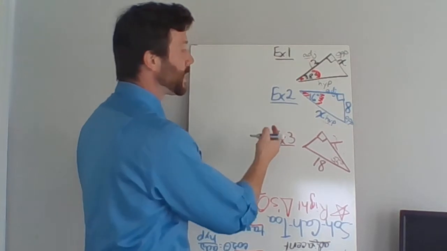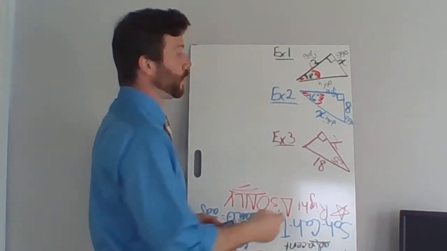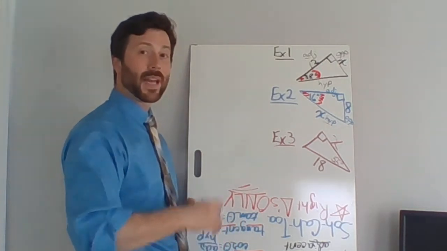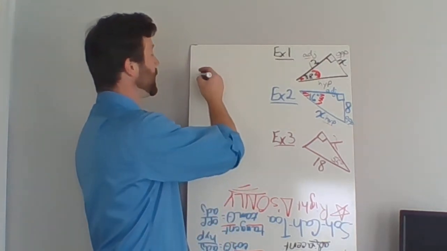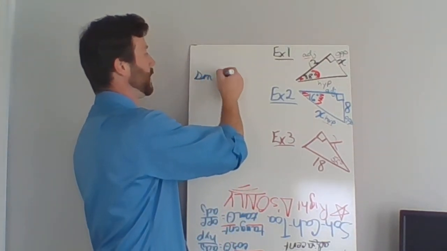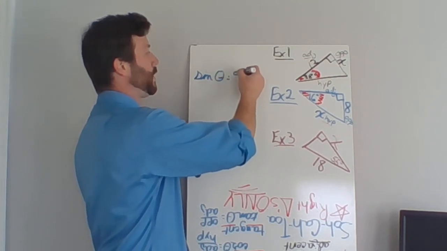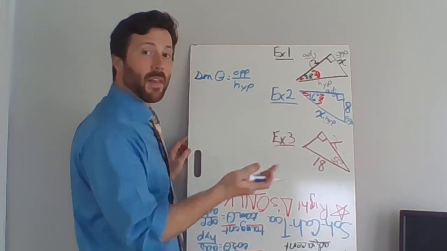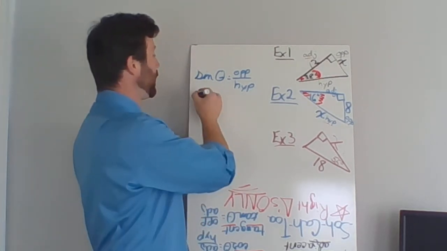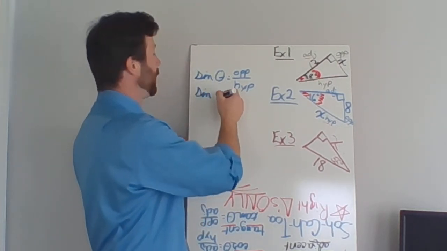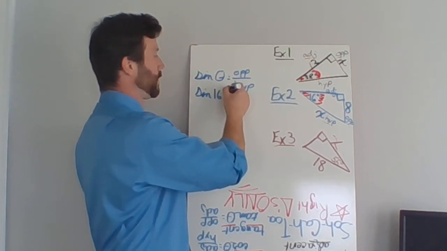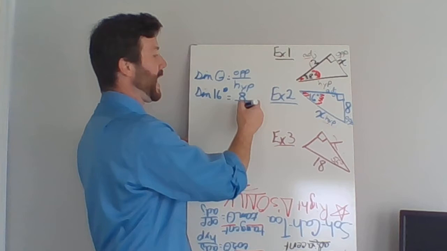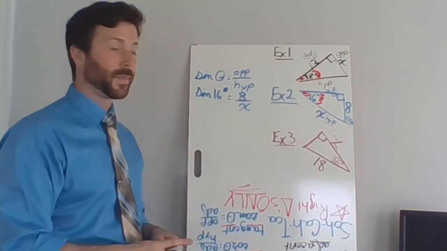Okay, so I can say I want to figure out which trig ratio I'm going to use. I have the opposite and the hypotenuse. The trig ratio that puts those two together is sine. So I can say the sine of theta is equal to the opposite over the hypotenuse. Then I'll sub in everything that I have. So the sine of 16 degrees is equal to that opposite 8 over that x that we're looking for.